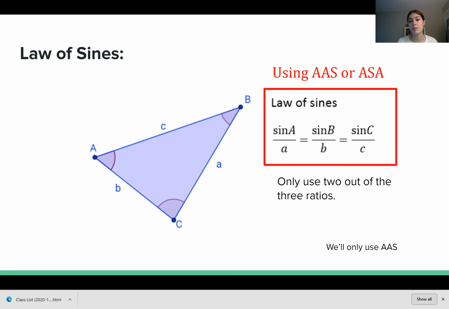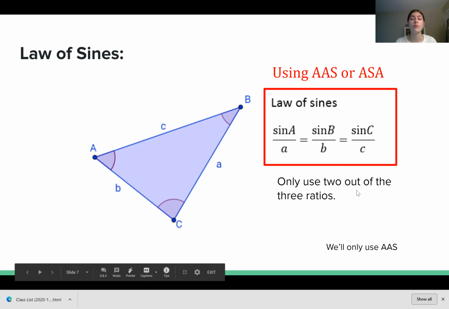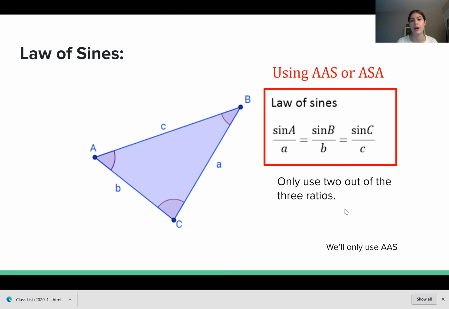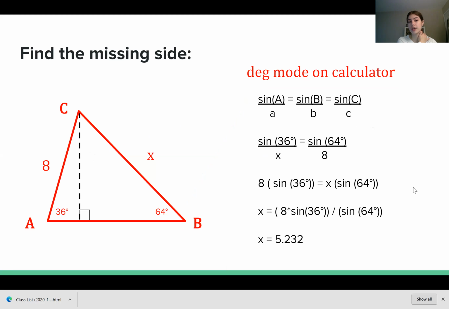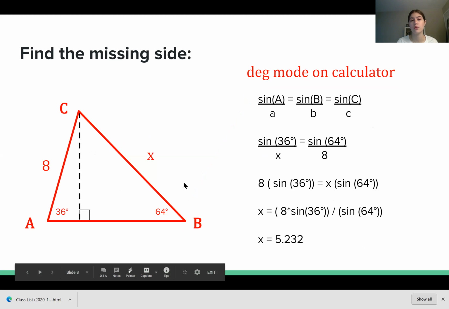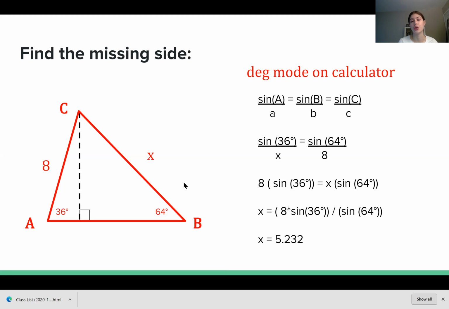So take a moment, pause if you need to, and write down this law of sines, and then we'll go into an example and you can see exactly what I mean when I say that we only need to use 2 out of the 3. So here is an example right here. Make sure that because we're using degrees now when we're talking about the angles inside of a triangle, your calculator is in degree mode.